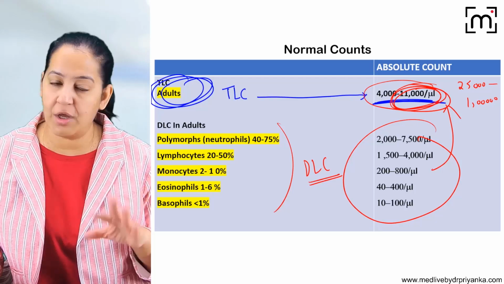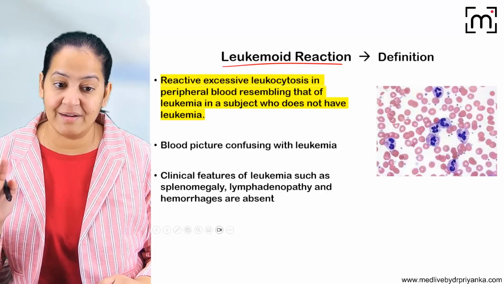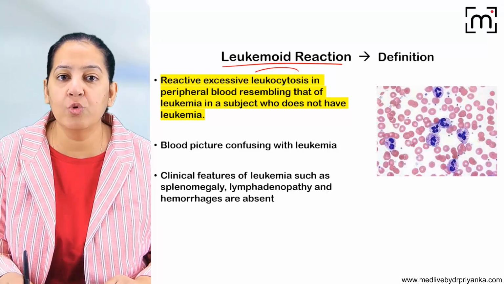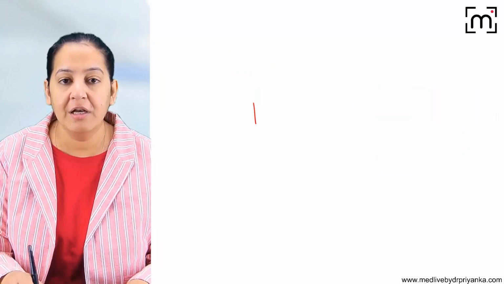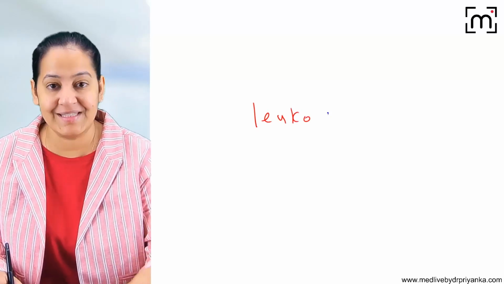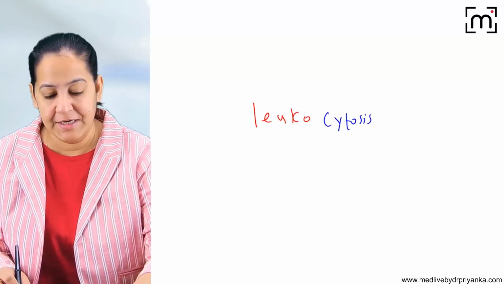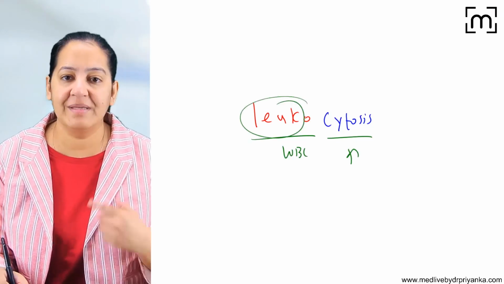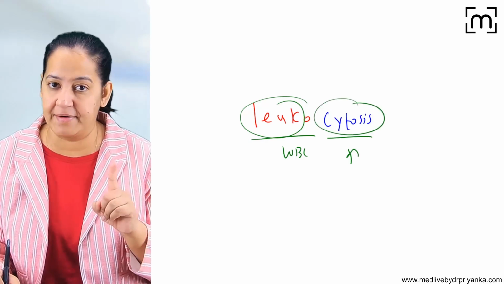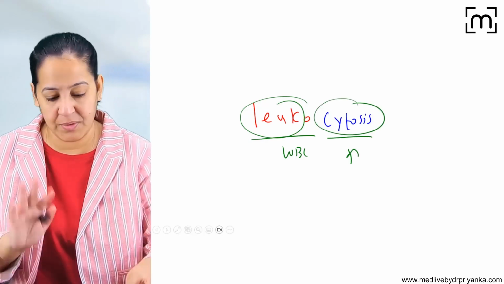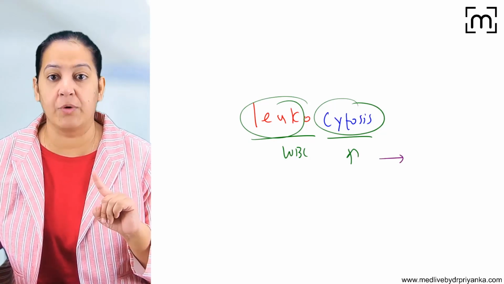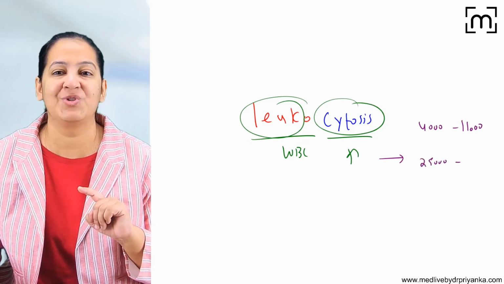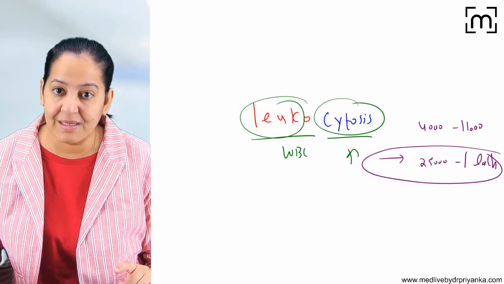In leukemias also the WBC count is very high. So we always get confusion between Leukemoid reaction versus leukemia, and we have to differentiate them. What is Leukemoid reaction? It is leukocytosis. What do you mean by leukocytosis? Leuko means WBC, and cytosis means increase. Split the term and you will get the meaning. So leukocytosis means WBC increase in number in blood. What is the normal range of WBC? I told you 4,000 to 11,000. So instead of 4,000 to 11,000, WBC are 25,000 to 1 lakh per mm cube.